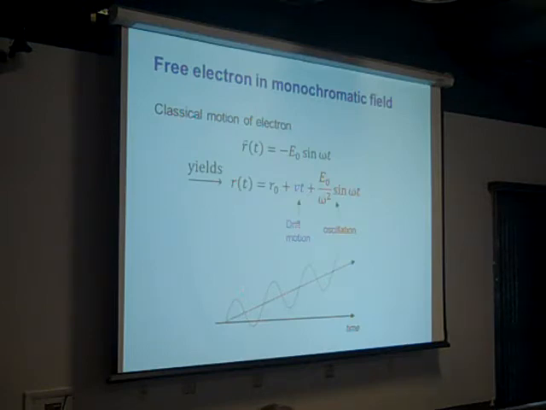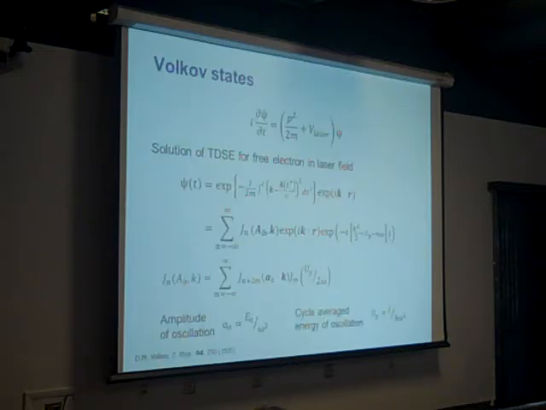So the real motion of the electron is doing something like this. I have a drift motion and an oscillation around this, and this oscillation has an amplitude which is E0 over omega squared. If you average over this, you see that there's a certain energy in this oscillation. This amplitude of the oscillation is just this alpha 0 that you have here in the quantum mechanical solution. And the cycle average energy of the oscillation is what we call the Kuiper energy, or the ponderomotive energy.